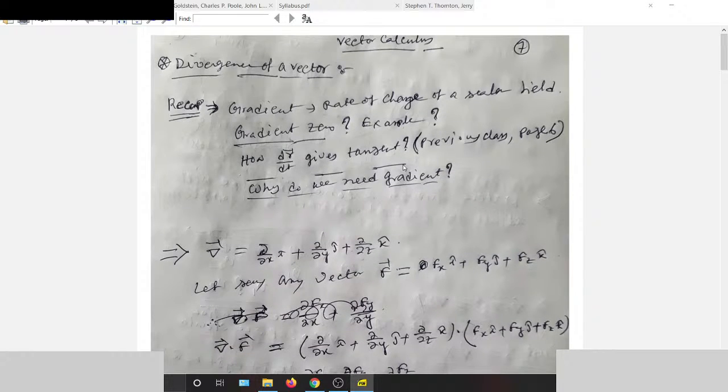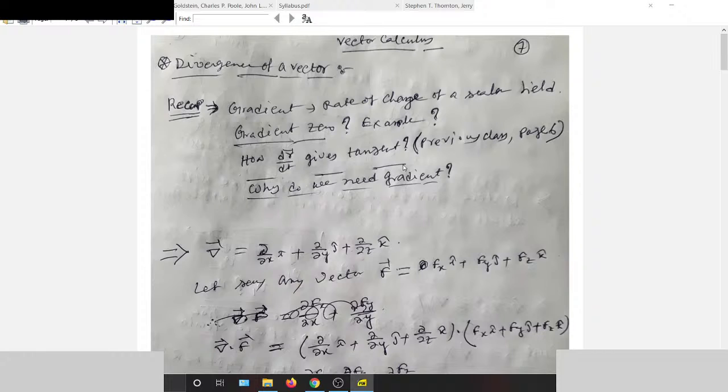So now the question may be asked: is there any situation where the gradient is 0, right? What kind of situation, or what kind of potential or scalar field has gradient 0, or what is the actual meaning of gradient being equal to 0? Any example, anyone would like to give some example of a scalar field of gradient 0?